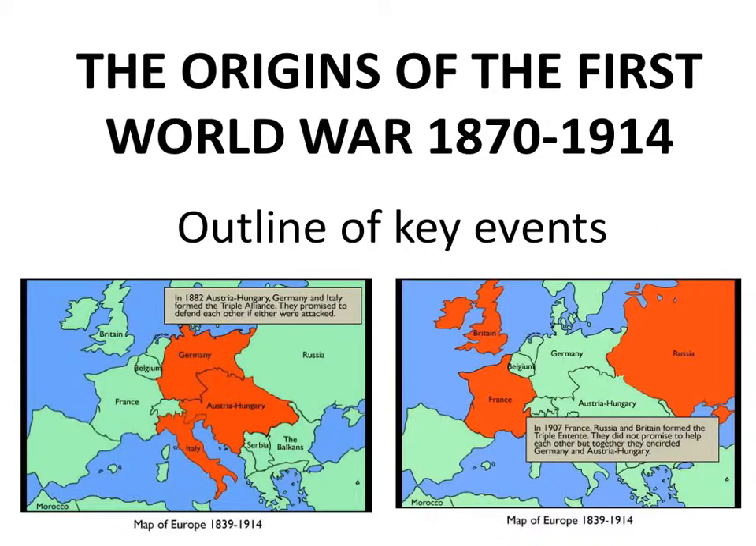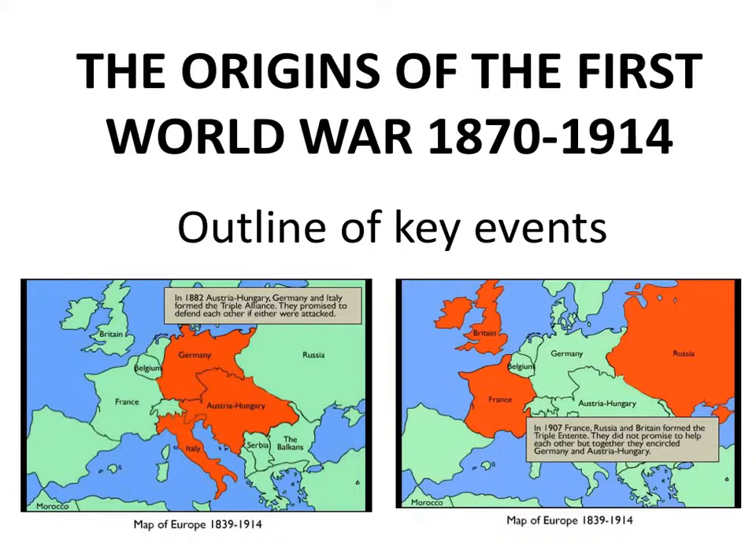So that was one side of the war. They fought against, looking at the right-hand side there, what we call the Triple Entente, which was France and Russia and Britain. So those were the two sides when the war actually started in 1914.